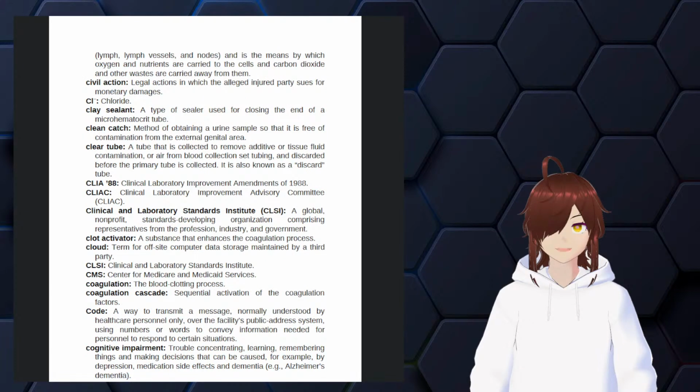Lymph vessels and nodes, by means of which oxygen and nutrients are carried to the cells and carbon dioxide and other wastes are carried away from them.